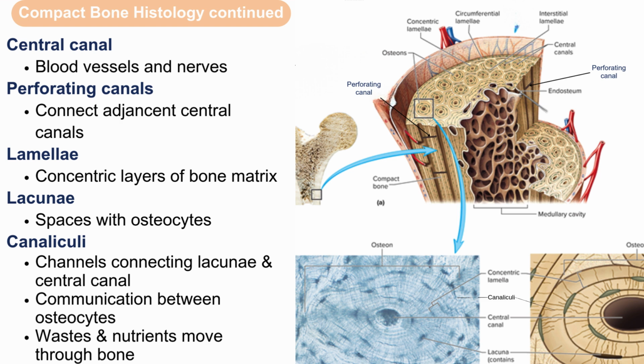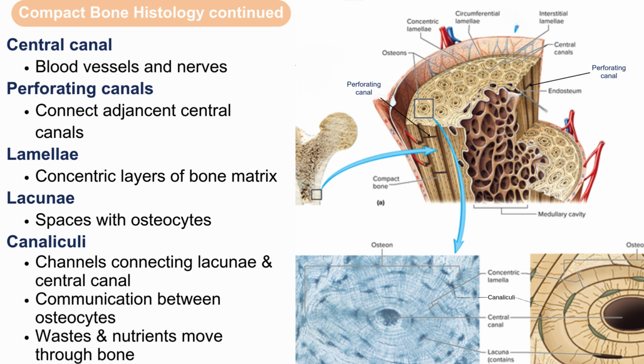Each osteon has several key components. As we go through each structure, be sure to pause the video and find it on the images. At the center of each osteon is the central canal, which contains blood vessels and nerves that supply the bone. Perforating canals run sideways and connect the central canals of neighboring osteons. This allows blood vessels and nerves to travel between the different osteons.